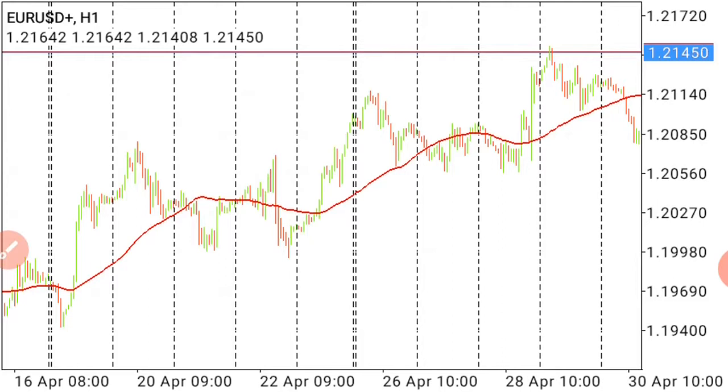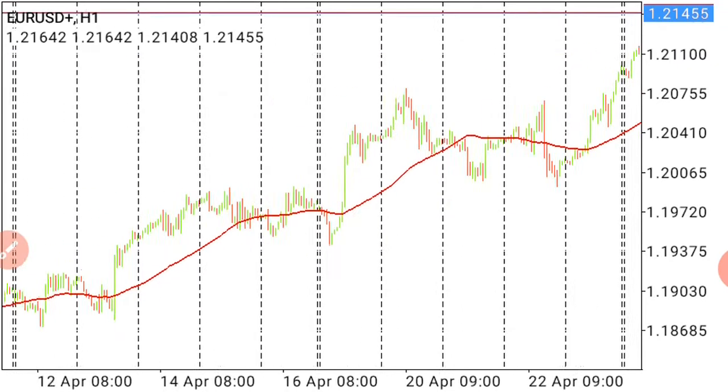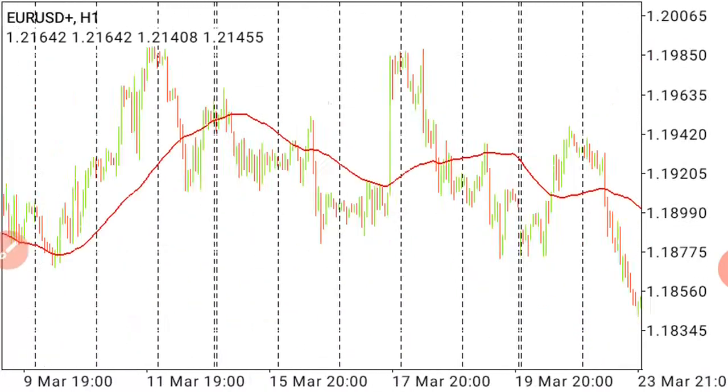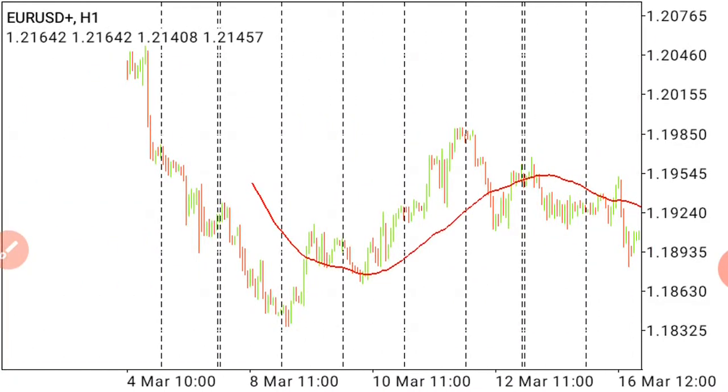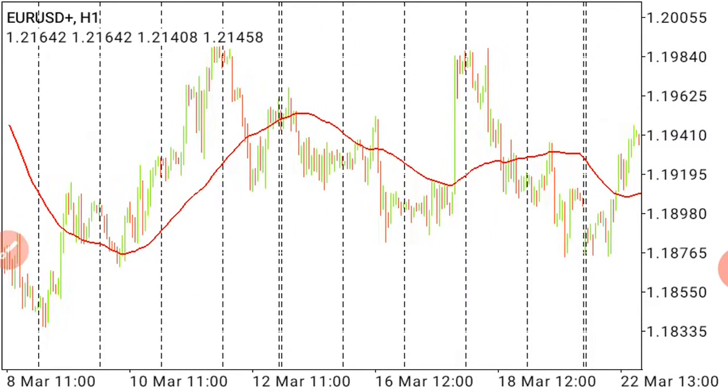Remember, it tells you the current trend of the market. Once the market is above the moving average, we believe the market is currently in an uptrend. Once it's below the moving average, we believe the market is currently in a downtrend. And if the moving average seems to be flat, like somewhere around here, you can see it seems to be flat around there. So that means the market is currently in a ranging form.